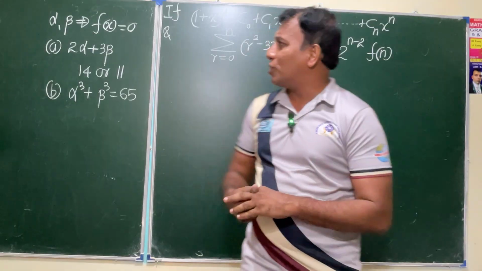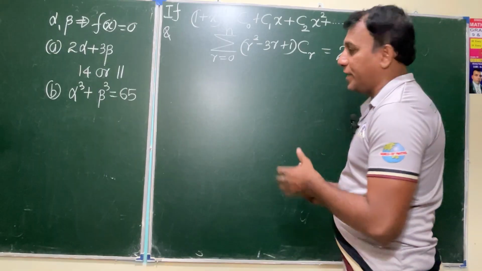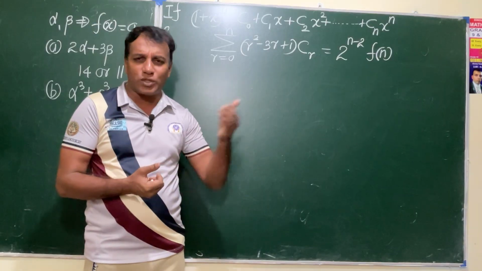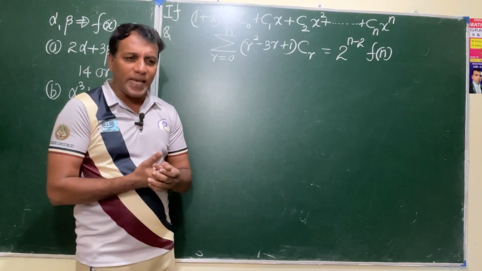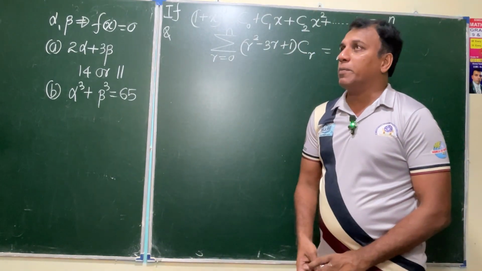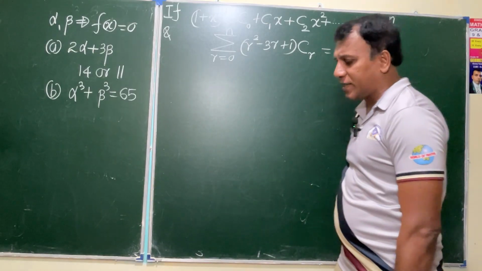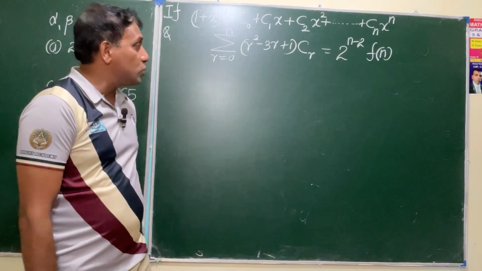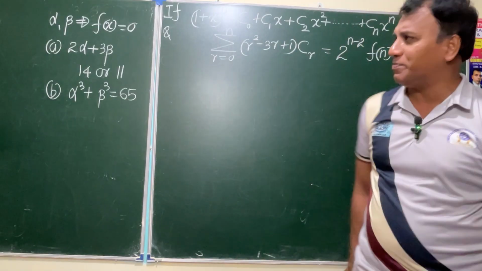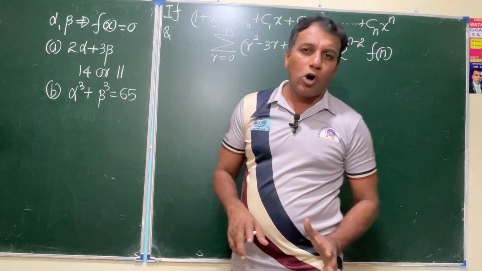See, the problem is actually the binomial expansion of (1 plus x) to the power n, which is c naught, coefficient 0, plus c1 x plus c2 x squared, and so on, up to cn x to the power n. Binomial expansion, generally (1 plus x) to the power n. And the later part: sigma of (r squared minus 3r plus 1) into Cr equals 2 to the power n minus 2 into f of n. So up to now it is your usual pattern, a sigma or series question on the binomial theorem.